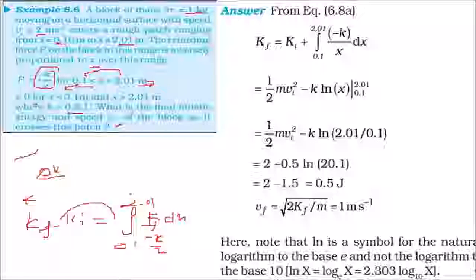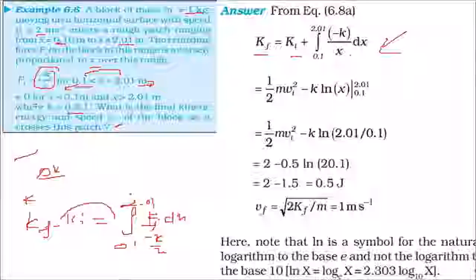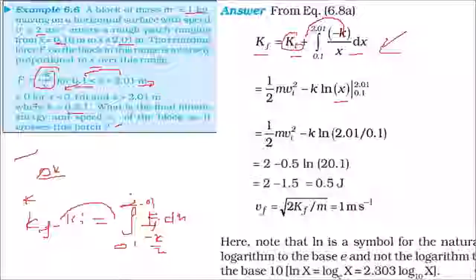Take Ki here. So this is the final equation: Kf is equal to Ki plus the integral from 0.1 to 2.01 of minus k by x dx. Now we know that Ki is the initial kinetic energy, half m vi², and k is constant, take it outside. The integration of 1 by x is log x, the natural log, that is base e. These are the definite limits, 2.01 and 0.1, just apply them and we find the value. In the half m term, use mass as 1 kg and velocity as 2. Just put these values in. This has 0.5 joule. Now this is Kf.